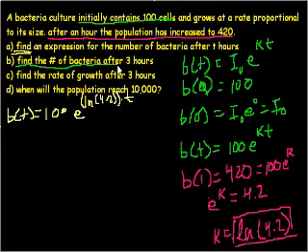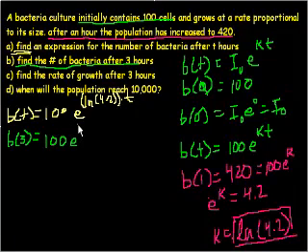Then they say, find, this is part B, the number of bacteria after 3 hours. That's pretty straightforward. We have our function now that at any time t, we can tell you how many bacteria there are. So let's figure out the number of bacteria after 3 hours. B of 3 is equal to 100 times e to the ln of 4.2 times 3.